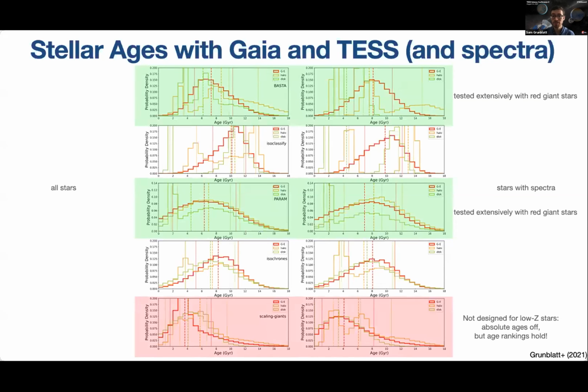Furthermore, I want to pay close attention to the results from Basta and Param, because those have been tested most extensively with red giant stars, and qualitatively, they seem to agree well. Conversely, we'll note that on the bottom, the scaling giants results are sort of offset. That's basically what we expect, because that method was not designed to be used for low metallicity stars. And so overall, even though the absolute ages aren't super robust, the age rankings appear to be robust for these stars.